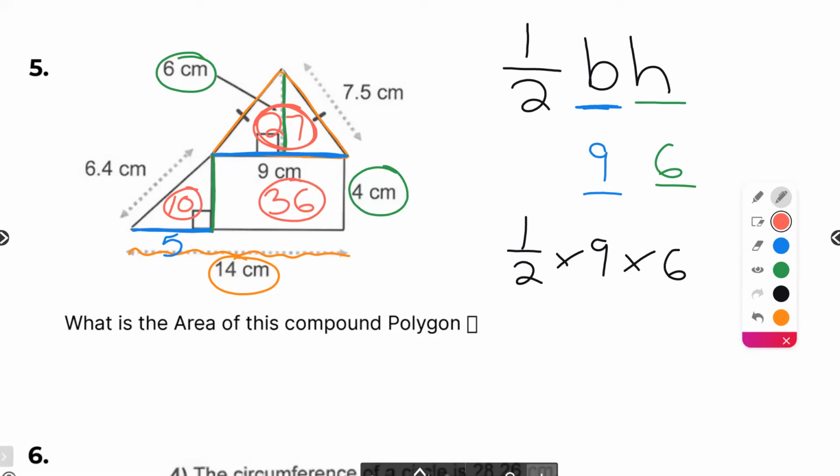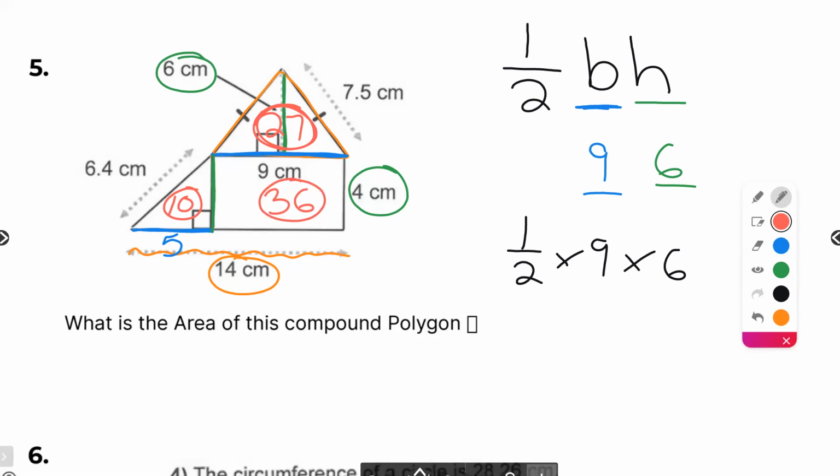Now, some people like to use the formula base times height divided by 2. So in that case, it would have been 5 times 4 is 20. Half of 20 is 10. Guess what, guys? Same thing. When you multiply something by 1/2, it's the same thing as dividing it by 2.